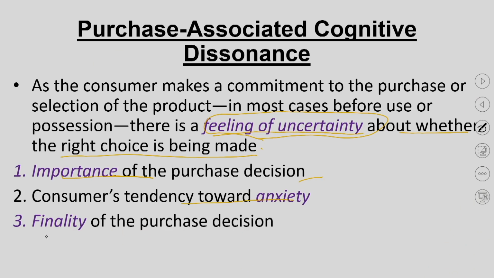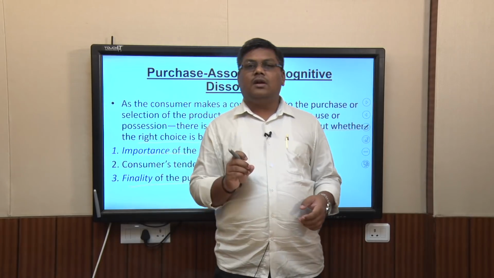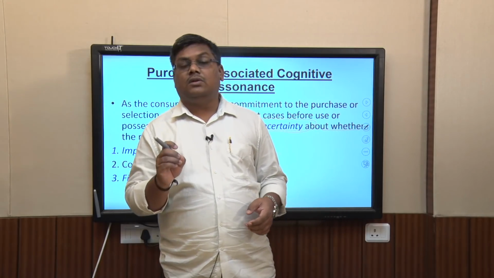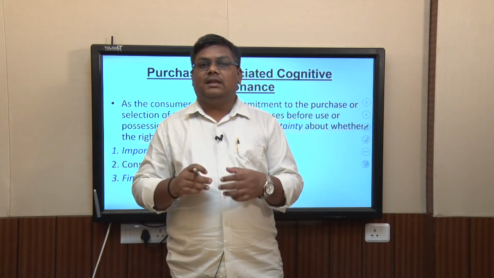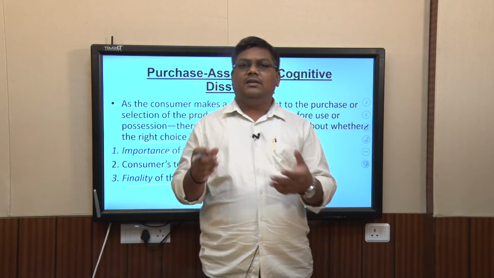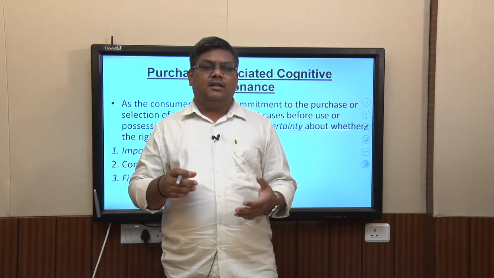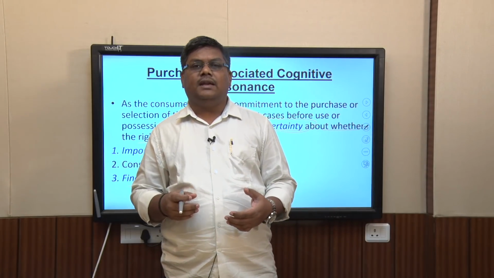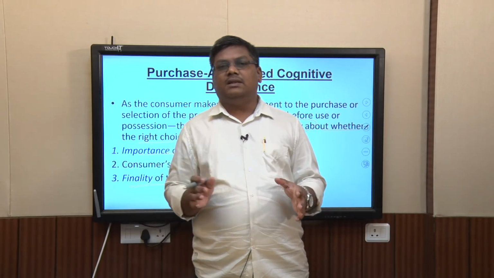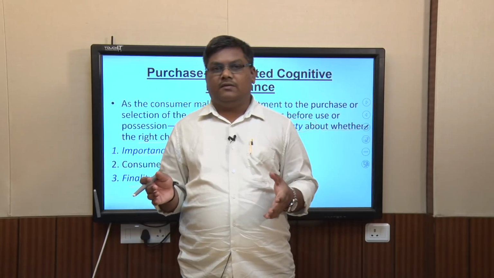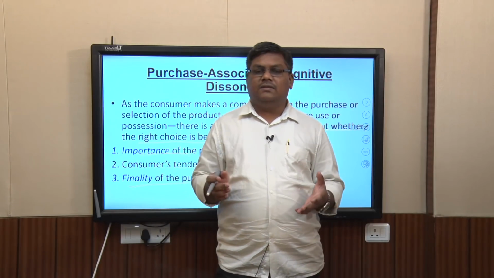Then finality of purchase. The more final a purchase is, the more closer you come to the purchase, the more the cognitive dissonance. So, if you know that this is the final step of purchase, you have entered your credit card number on buying something, the more closer you become to acquiring it, the more the dissonance happens. And it happens with most of us when we are making a big purchase through Amazon or Flipkart or any website which is out there.